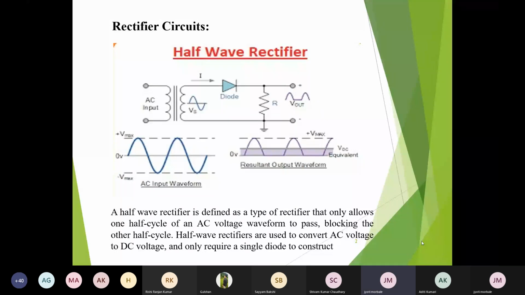We have done two practicals based on the rectifier. So can anyone please tell me what is the meaning of the word rectifier? Ma'am, it converts DC into AC. AC into DC.